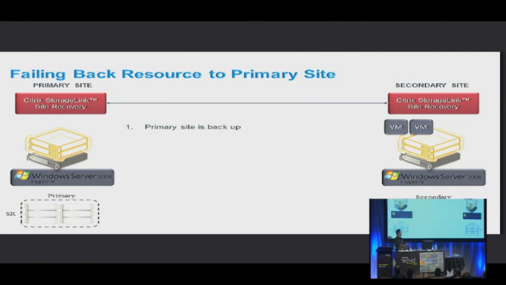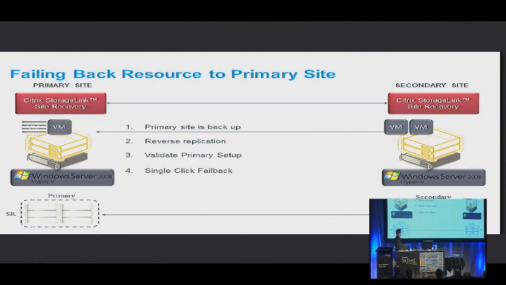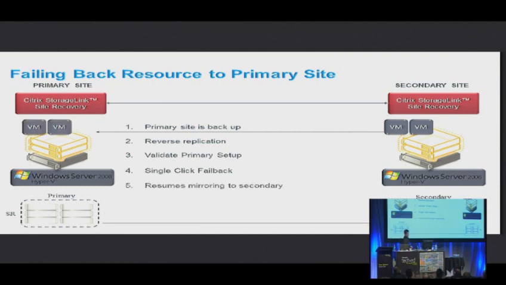So you can see here, once the primary site's back up, after you've had your failure, reverse the replication. That's just a Storage Link command through to the SAN controller to reverse the replication back. Once that's completed, you can validate your primary setup through either Workflow Studio or through manual testing yourself. Once you're happy with that, click the failback button, and then it will automatically pass a command to the SAN controller to resume replication the correct way.